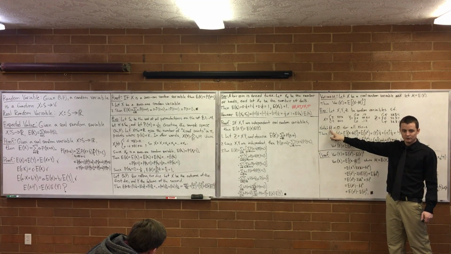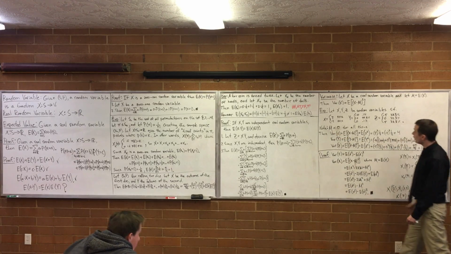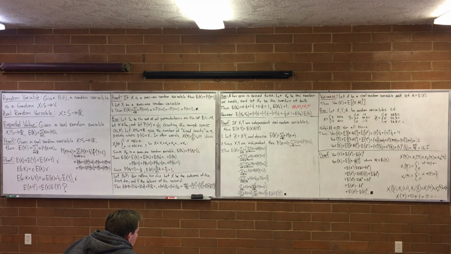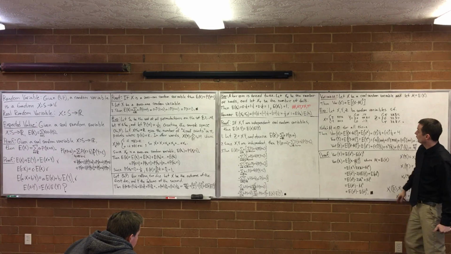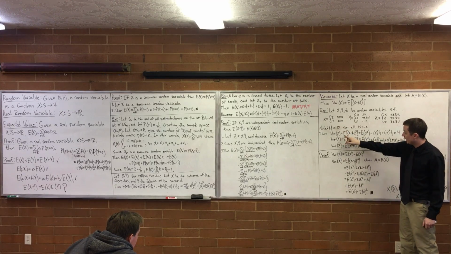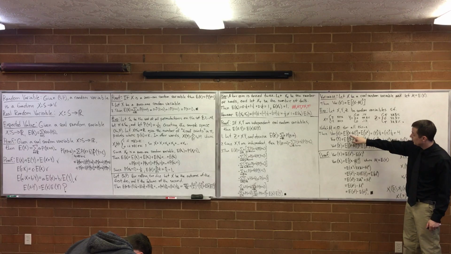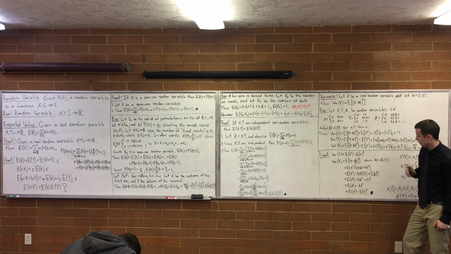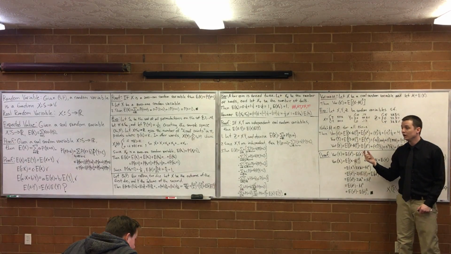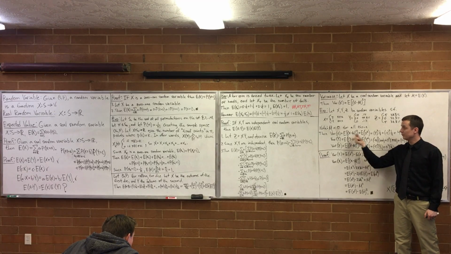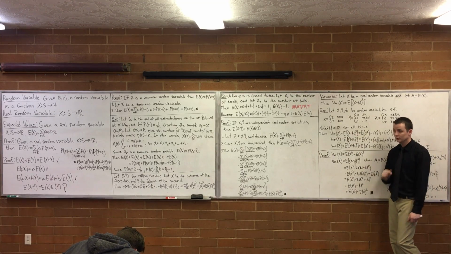With me? Yeah. So now let's calculate the variance on each of them. So the variance on this one is the expected value of x minus mu squared. Now, mu. That's the name of that letter. It's a Greek letter. Mu.